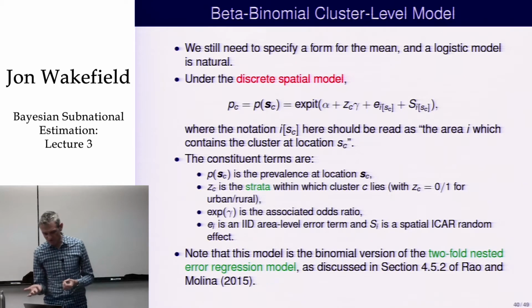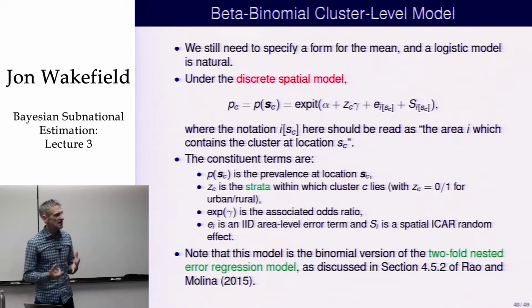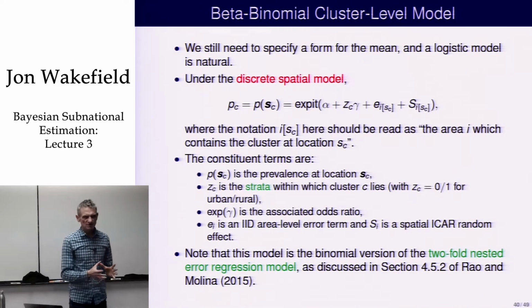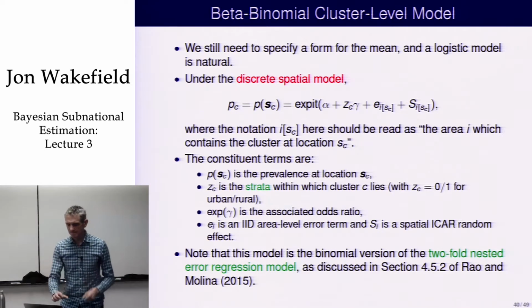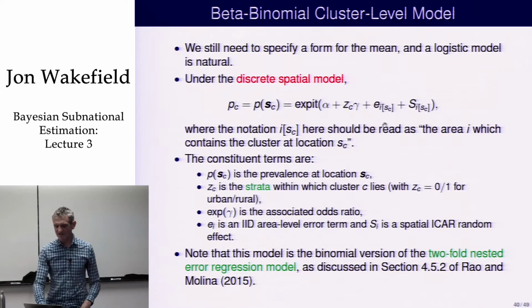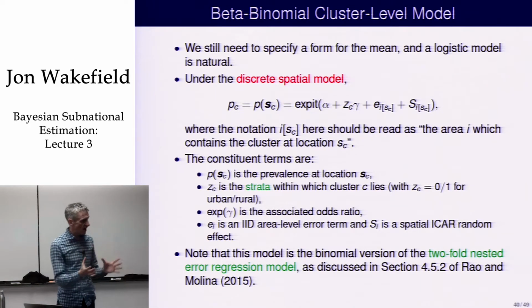So if urban areas are oversampled, for example, we can account for that, because we saw in the first lecture that if you didn't acknowledge the stratification, you take a hit in the variance, but more seriously, you take a hit with bias. And then we've got two random effects: an IID random effect for the area within which cluster c lies, and then a spatial random effect. So this is the BYM model I talked about in the spatial lecture. Now all clusters within the same area receive the same random effects. So it's a discrete spatial model.